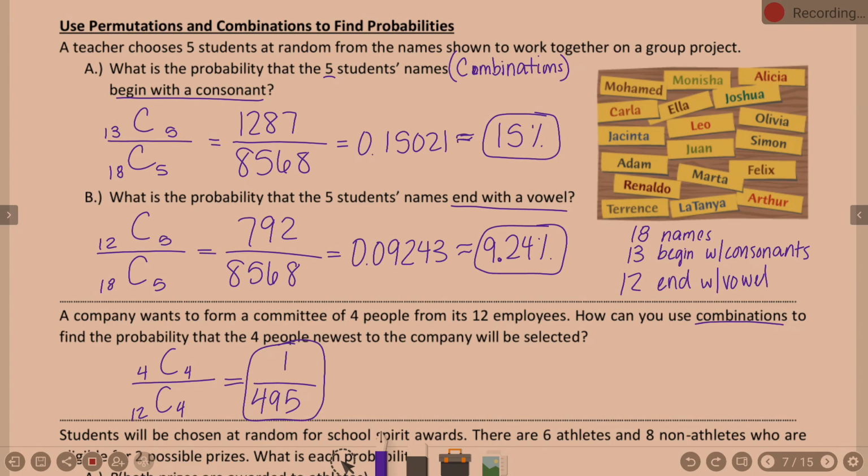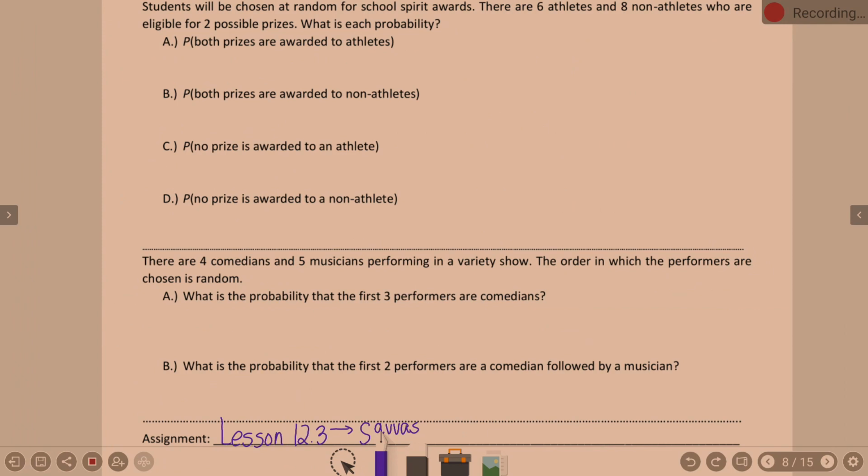The next section, students will be chosen at random for school spirit awards. There's 6 athletes, 8 non-athletes who are eligible for 2 possible prizes. What is each probability? Okay, again, they're eligible for 2 possible prizes. Does it talk about which prize is which and ordering them? No. So you would be looking at combinations, doing a similar thing here. Okay, and the bottom one we didn't get to. I think the bottom one could be done with combinations or permutations, if I recall.